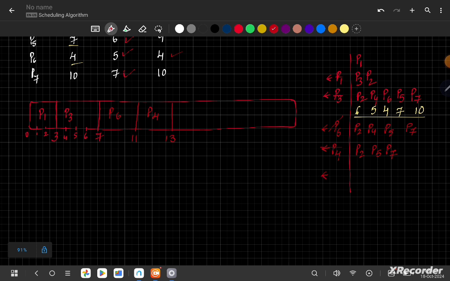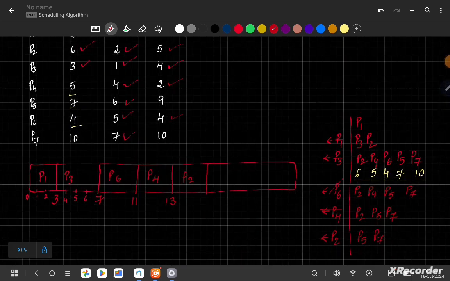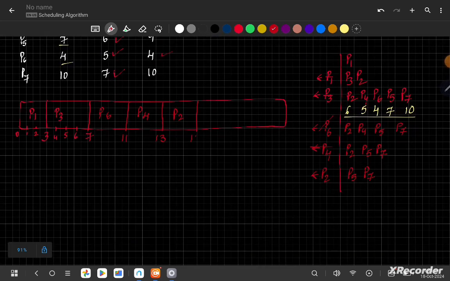Now we have to see which one will go. So 5 is done. The next priorities are 6, 7 and 10. So we'll be giving the CPU to P2 next. P5 and P7 remain as they are. So P2 will go here. P2 has a burst time of 5. So 13 plus 5 would be 18.